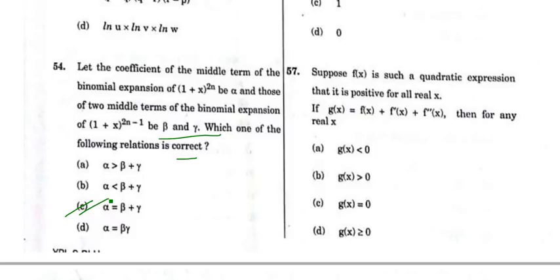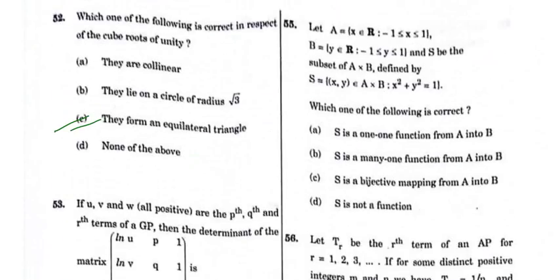Next question is the 55th one. Let A equal to the set of x in R such that x is more than or equal to minus 1 and less than or equal to 1, and B equal to the set of y in R such that y is more than or equal to minus 1 and less than or equal to 1, and S be the subset of A and B defined by the given relation. Which of the following is correct? Let me tell you the right answer. The right answer should be S is not a function. So D is the right answer for this question.